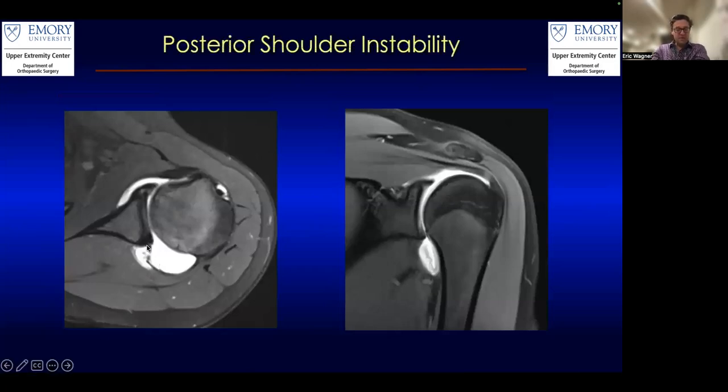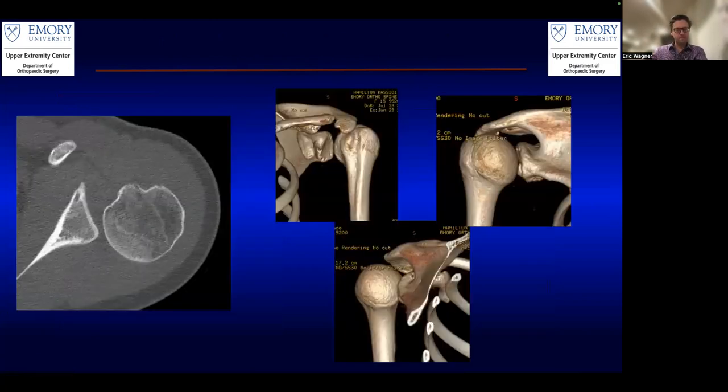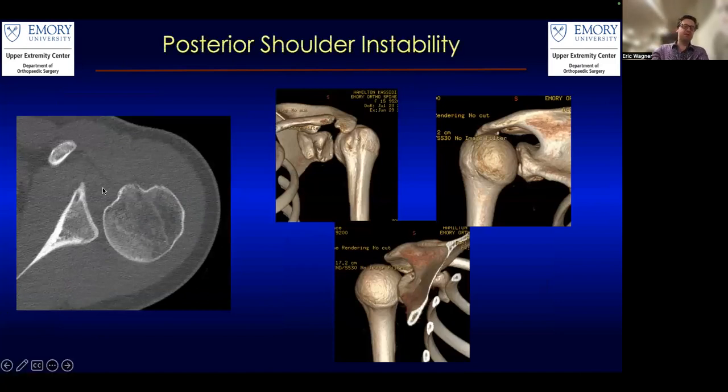And this is a posterior instability. So see how capacious this posterior capsule is, and how it's kind of torn compared to the anterior capsule here. And this is a hypermobile patient that had this. And this is even worse posterior instability. So you can see it almost looks like it's dislocated, and you can see it's subluxed out the backside of this glenoid here.